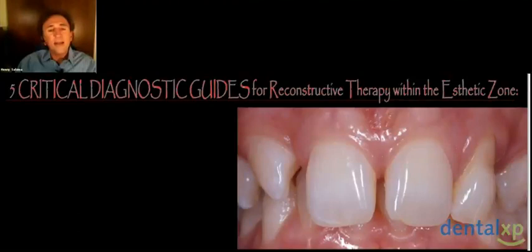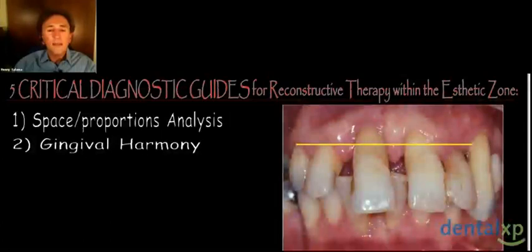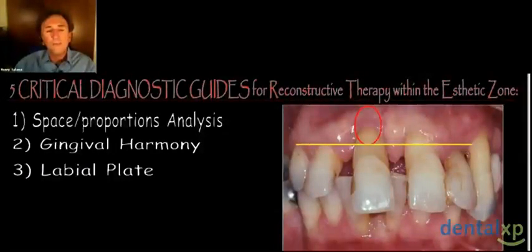Five critical diagnostic criteria that we use in our practice in implant dentistry. We spend a great deal of time on space analysis and proportion analysis through wax-ups, through measurements, to make sure that we'll be able to work in a zone that has optimal spacing for the best tooth form placed in there. Gingival harmony. One of the first things we look at is whether the area I'm placing my implant in is in harmony with the adjacent natural dentition.